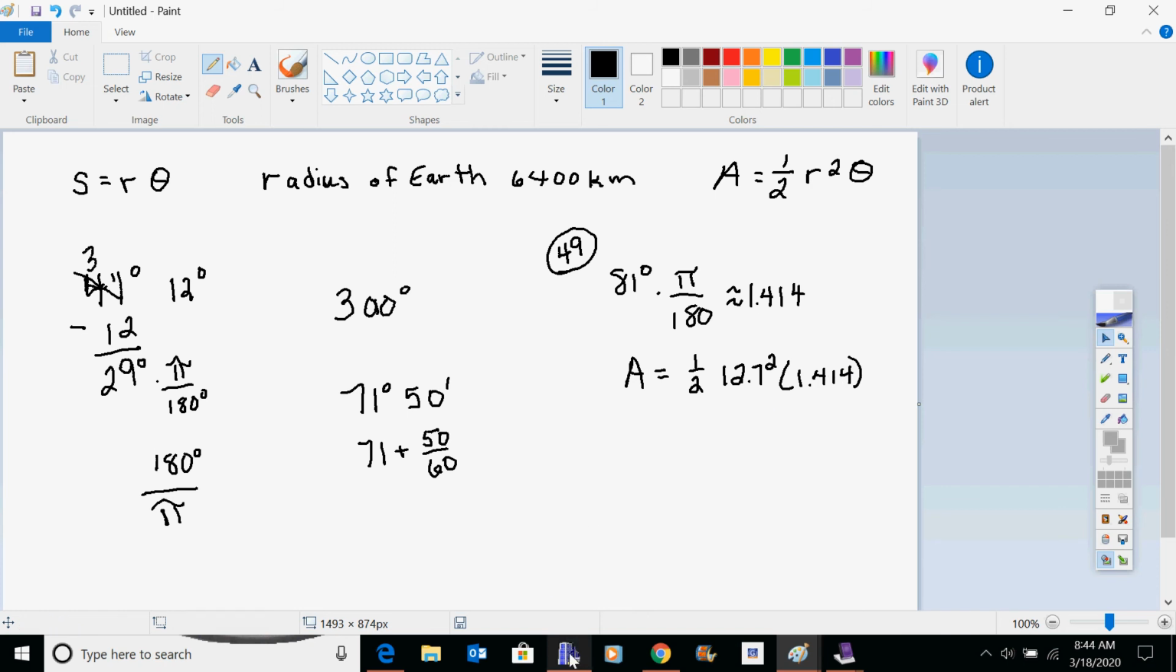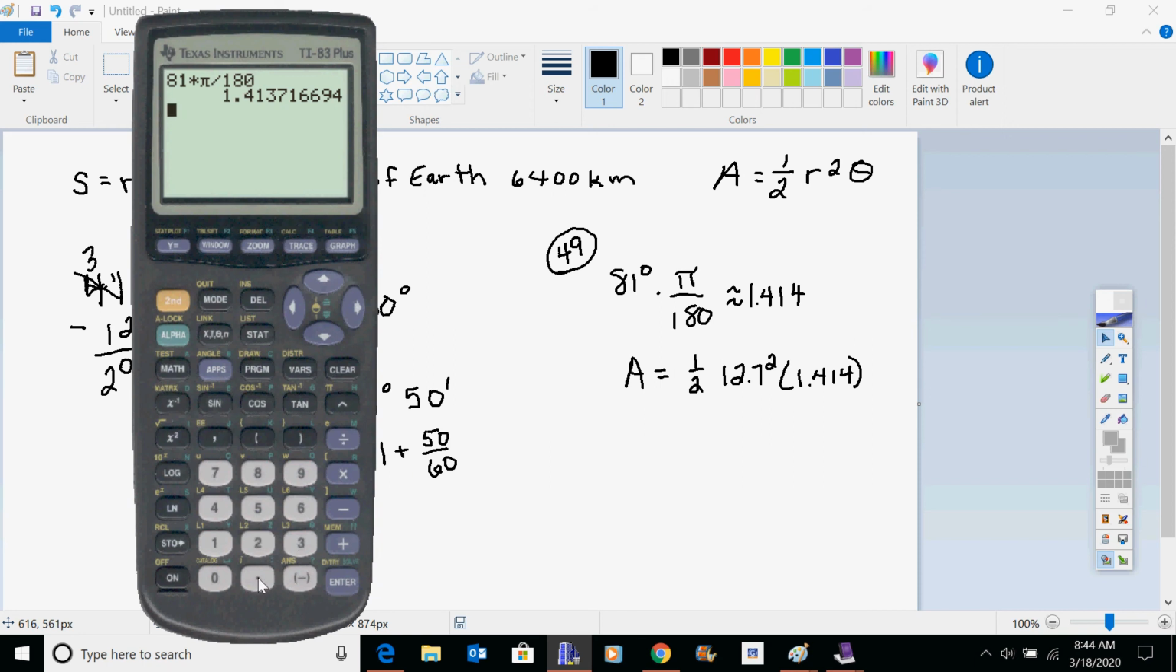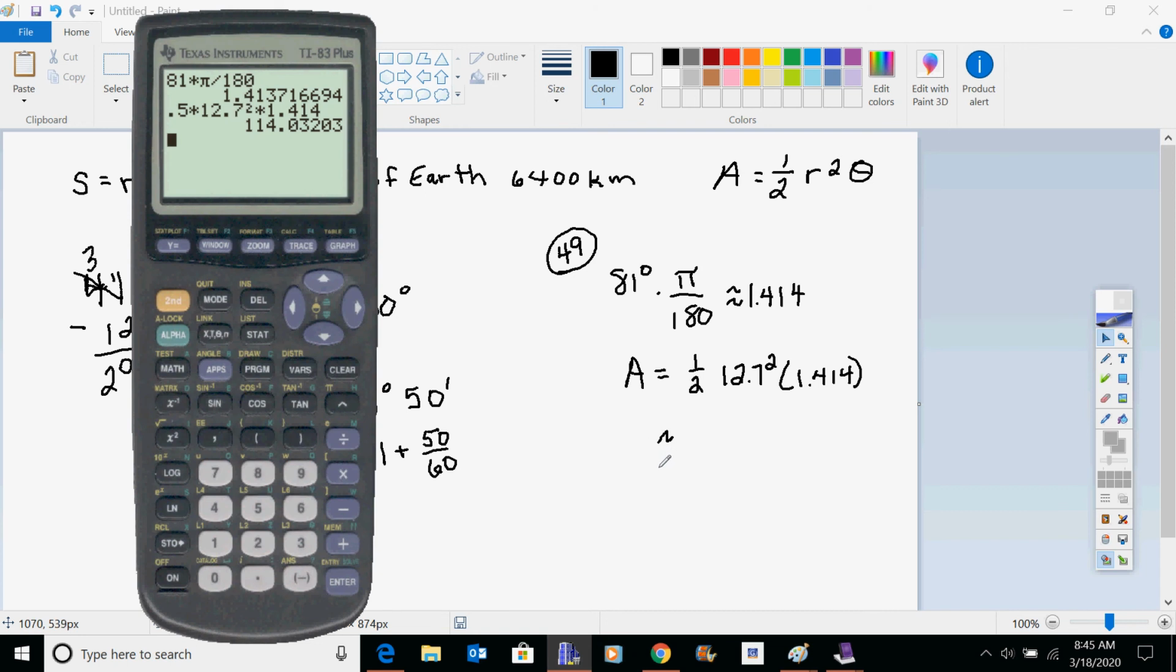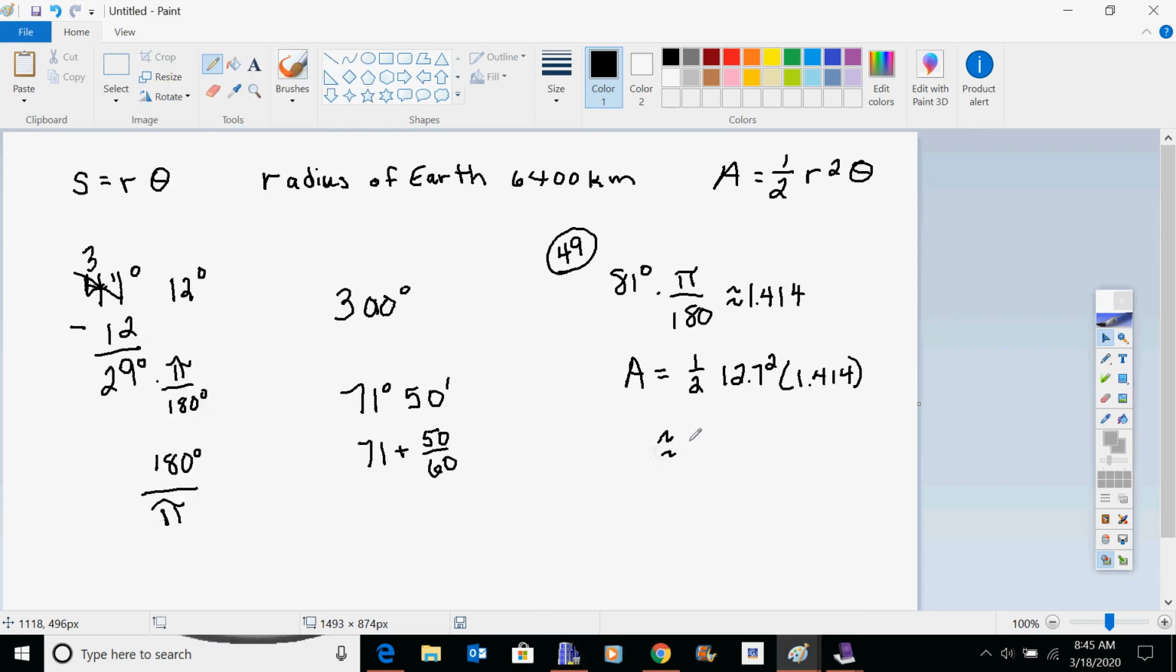So once again, we're going to divert to the calculator. You can do 1 divided by 2 for a half, or you can just do 0.5 times 12.7 squared. Oops, unfortunately, it missed the 1. 12.7 squared times 1.414. And again, now I doubled this. Let me delete that. There you go. And so we get that the area of this is about 114. I believe it says to the nearest tenth, so 114.0 centimeters squared.